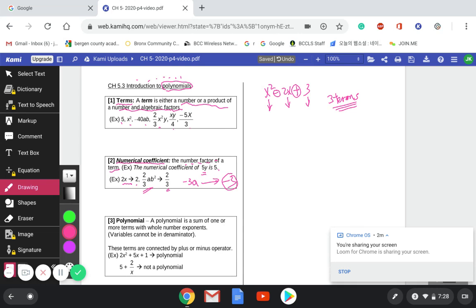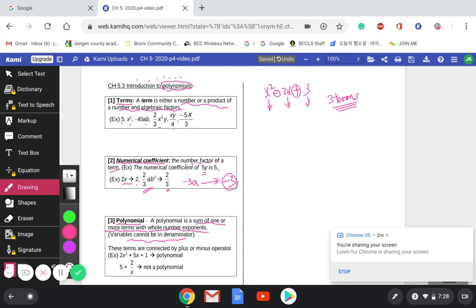Now, polynomial. The definition of a polynomial is the sum of one or more terms with whole number exponents. In other words, it's a composition of addition or subtraction of terms. That's the polynomial. But one thing you have to watch out for is that a variable cannot be in the denominator. That's the most important one.